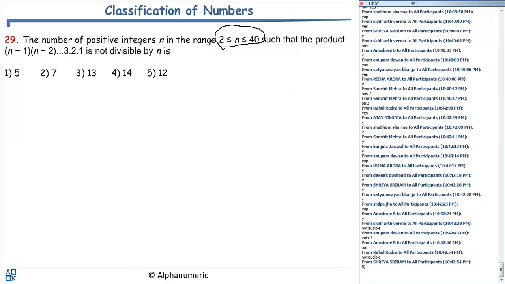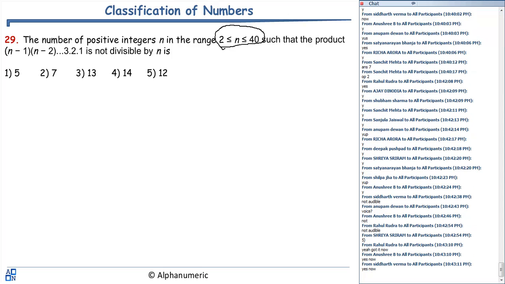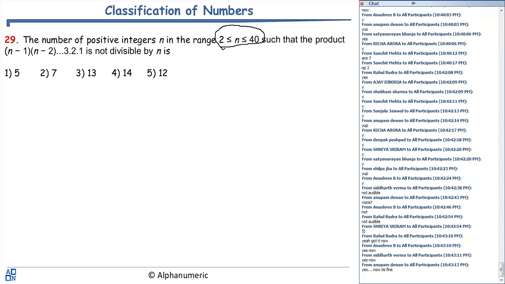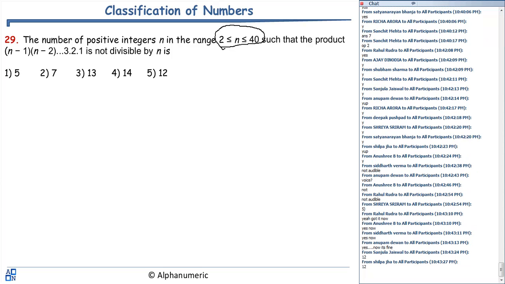Try to solve question number 29, all of you. Am I audible? Rahul, Anusri, Anupam? Okay. ठीक है, बीच में कुछ net problem आ जाती होगी. That's not an issue. What is the answer of question number 29? All of you, please tell me what is the answer of question number 29.